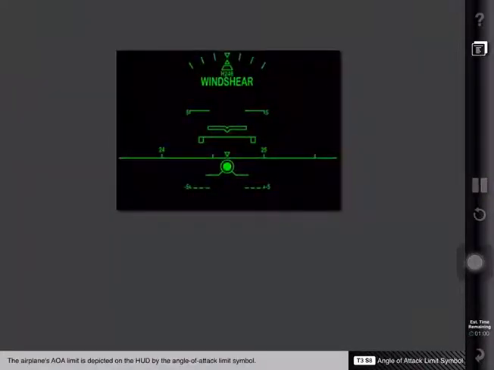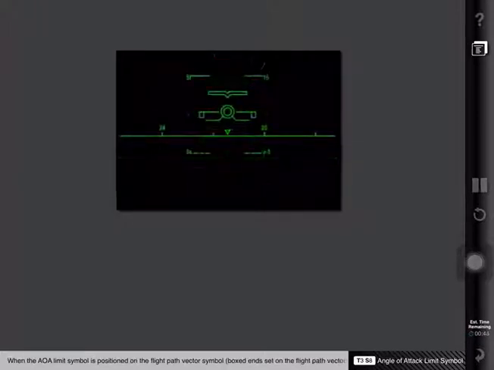The airplane's AOA limit is depicted on the HUD by the angle of attack limit symbol. The distance between the AOA limit symbol and the flight path vector symbol represents the margin available before stick shaker occurs. When the AOA limit symbol is positioned on the flight path vector symbol, the airplane is at the stick shaker angle of attack.